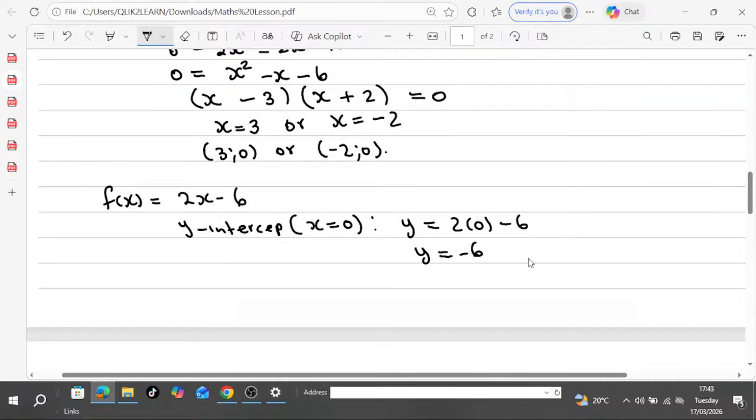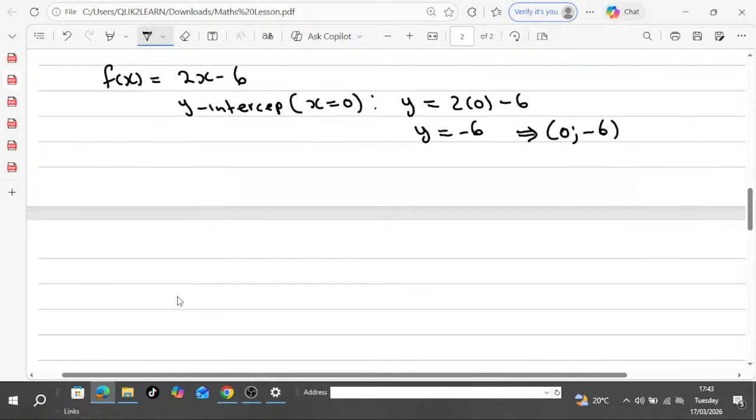So if the y is negative 6, the coordinates will be 0 and negative 6. I hope everyone is happy with that. Okay, so now we need to find the x-intercept. Remember, we need to find the x-intercept. Y is 0, meaning that where there's y we put 0, and we'll have this as 2x minus 6.